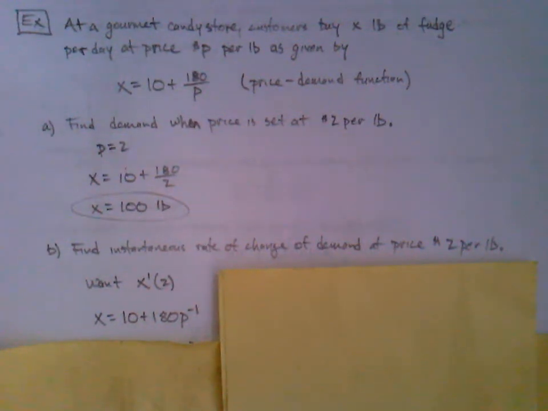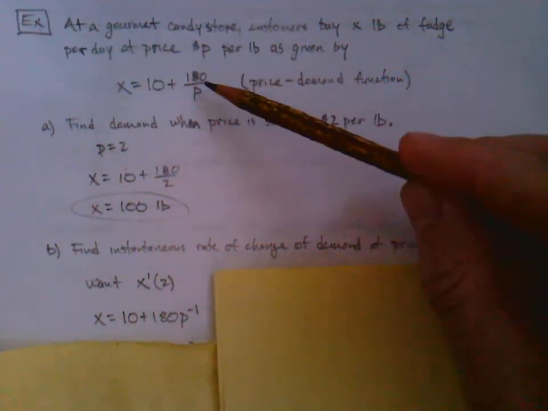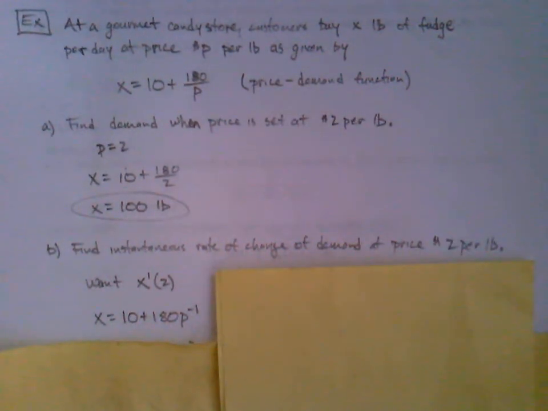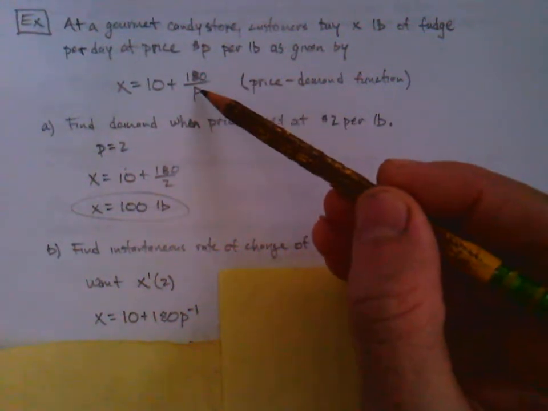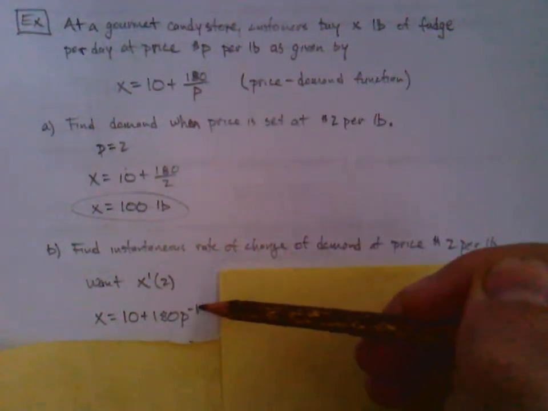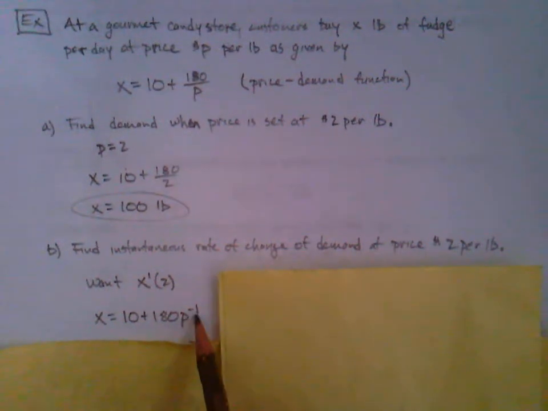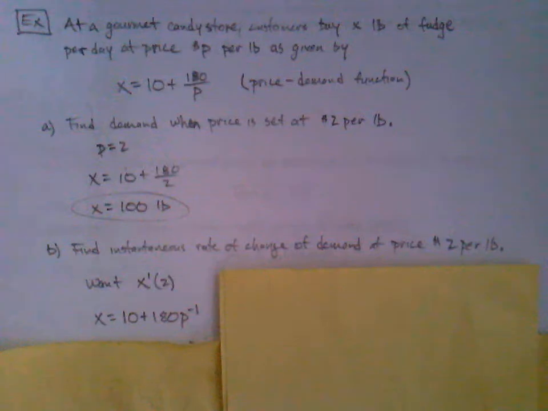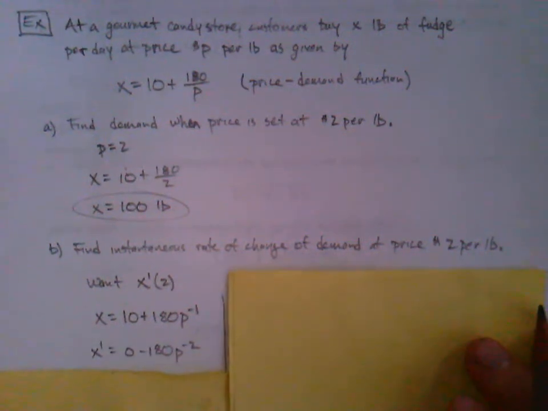Now, here's another reason why I bring up this price demand specifically. 180 divided by P, as it's written, we can't take the derivative yet. Here's what we need to recognize. 180 divided by P is 180 P to the negative 1. We need to write it as a power of P. 10 plus 180 P to the negative first. That's the same thing as this. Okay, now we can take the derivative x prime.